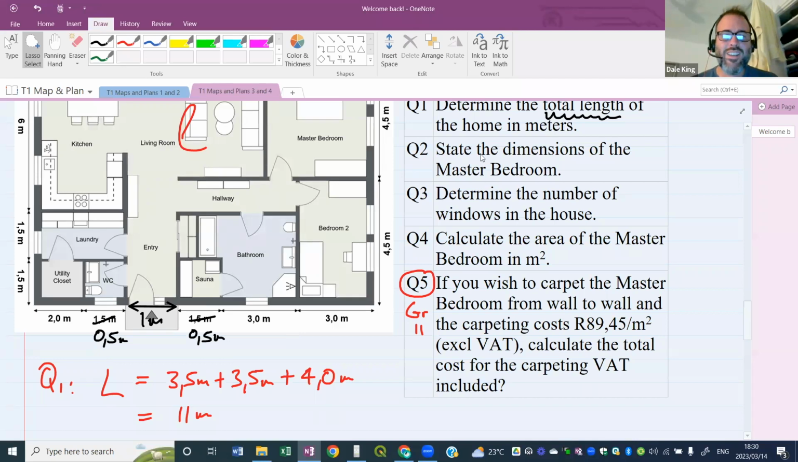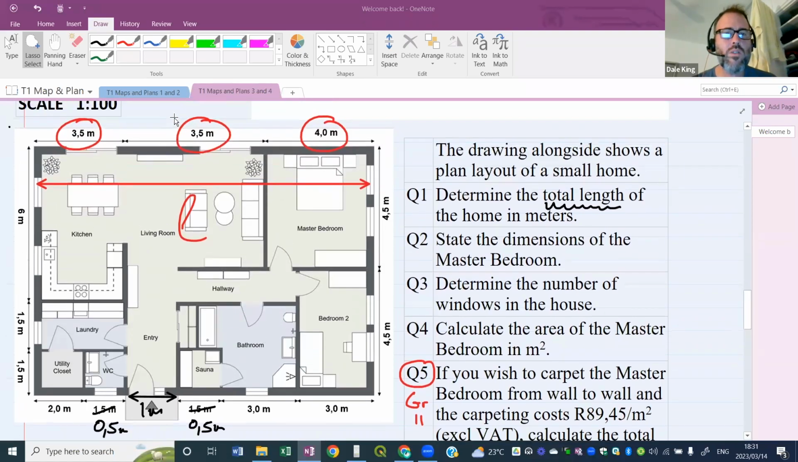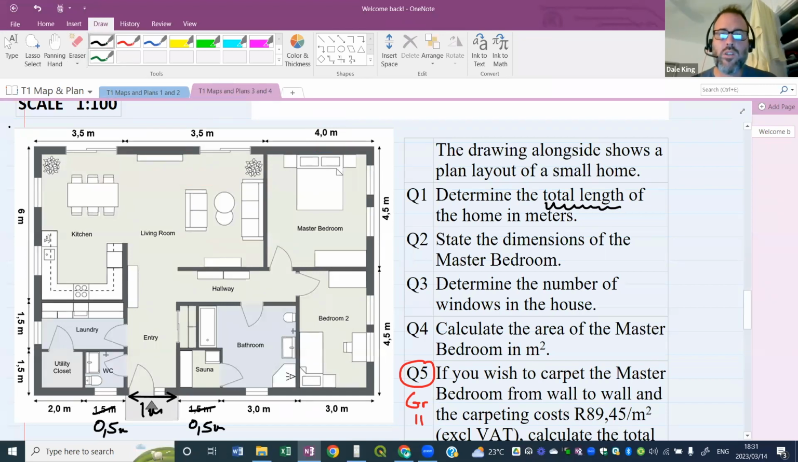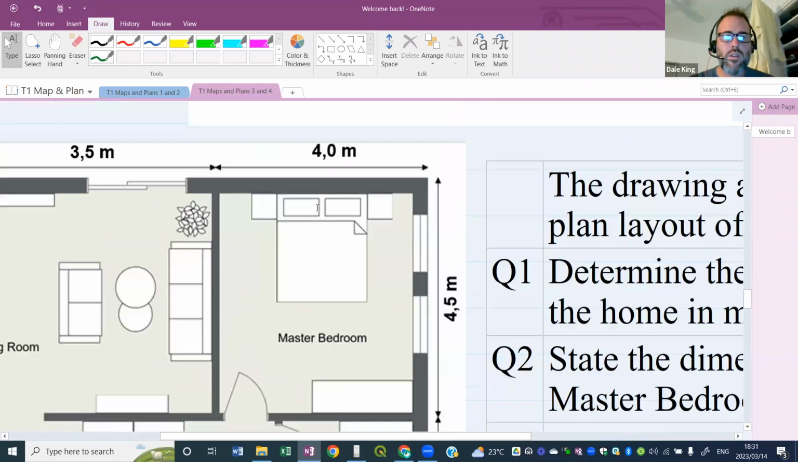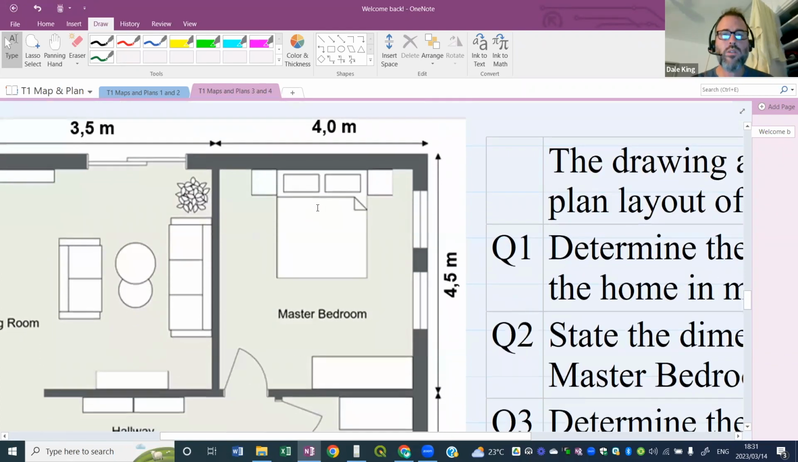All right, question 2. Question 2 says state. That doesn't look like any calculation. State just means say, put it down. Just say what it is. So question 2 says state the dimensions of the master bedroom. I'll zoom in a little bit to the master bedroom.